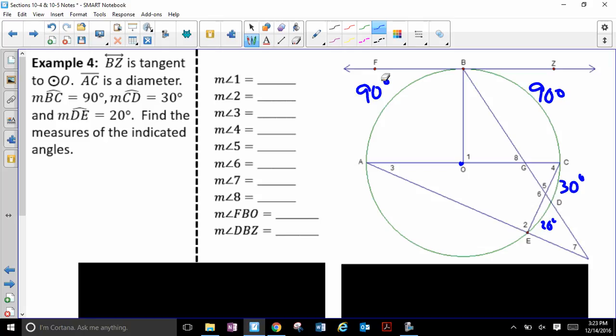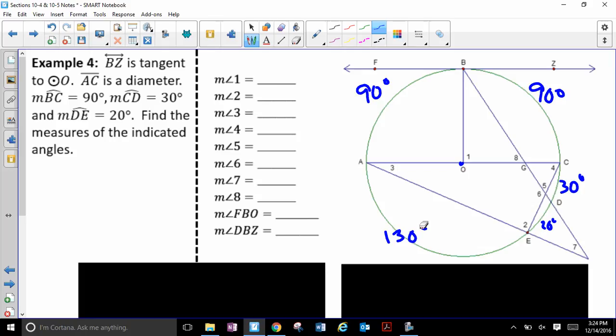90 degrees. Okay. Now, remember, AC is a diameter, so that means this bottom half here, arc CEA, is a semicircle, which is 180, and we know this is 30 and 20. So what does AE have to equal? Hopefully you're saying 130 degrees, because you do 50 subtracted from 180. Okay, now you have all the arcs, and that's going to help.